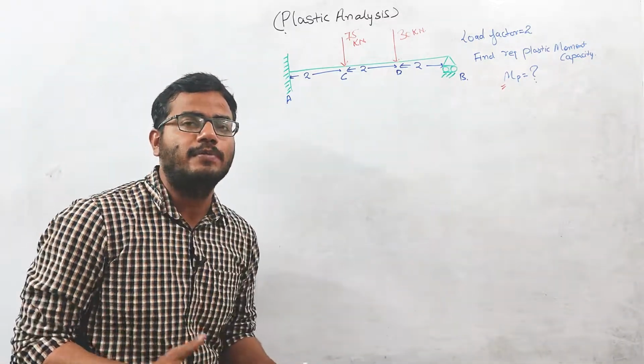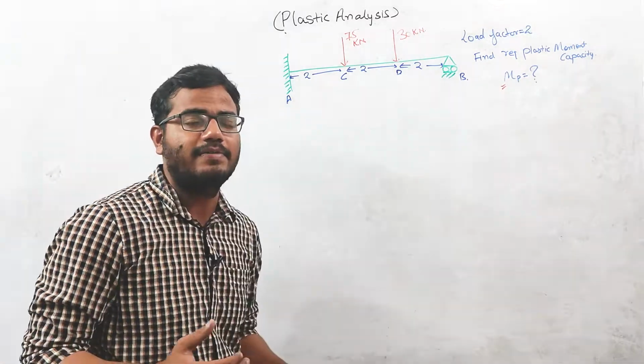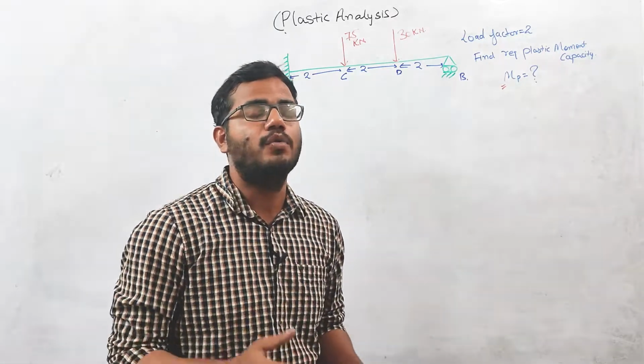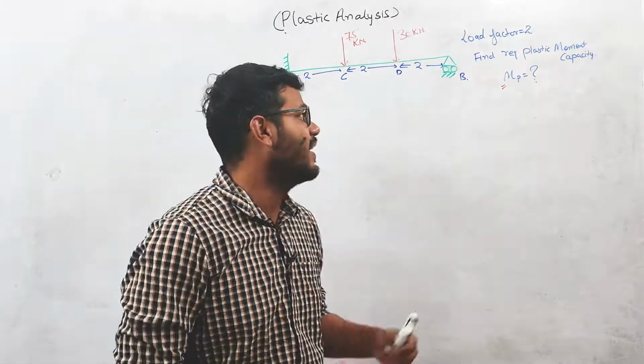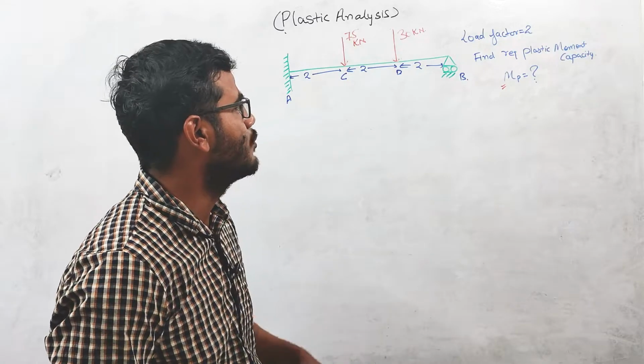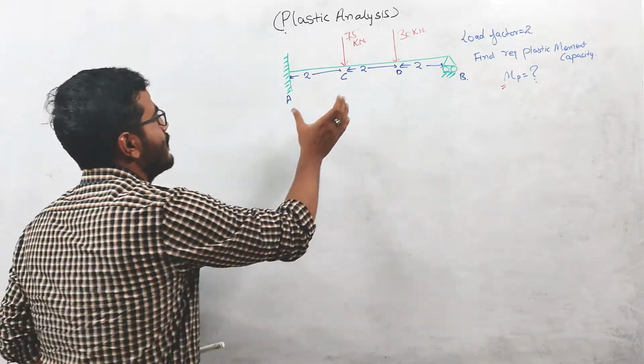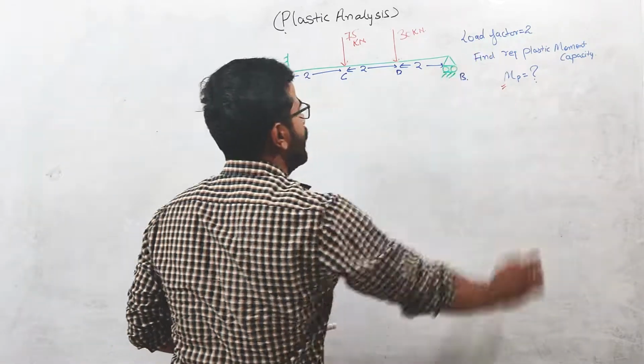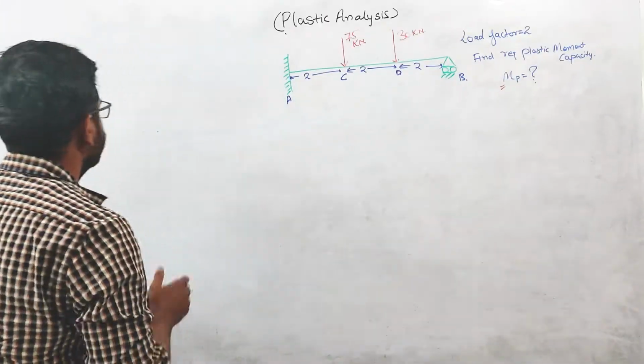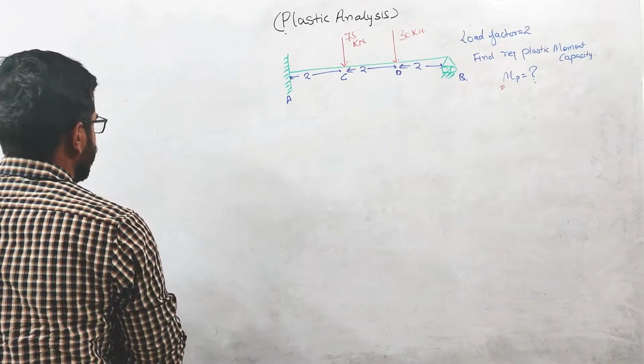In the previous problems, we discussed how to calculate the plastic moment capacity and the plastic collapse load. Here we need to calculate the required plastic moment capacity to sustain this loading system having a load factor of 2. So let us discuss what the load factor is.